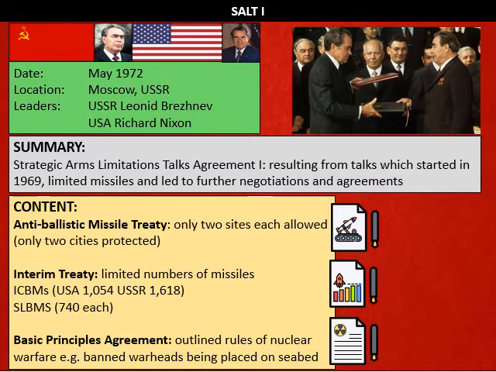Firstly, an anti-ballistic missile treaty. The treaty said that both sides could only protect two cities or two sites with anti-ballistic missiles. This is important because it reinforces MAD.